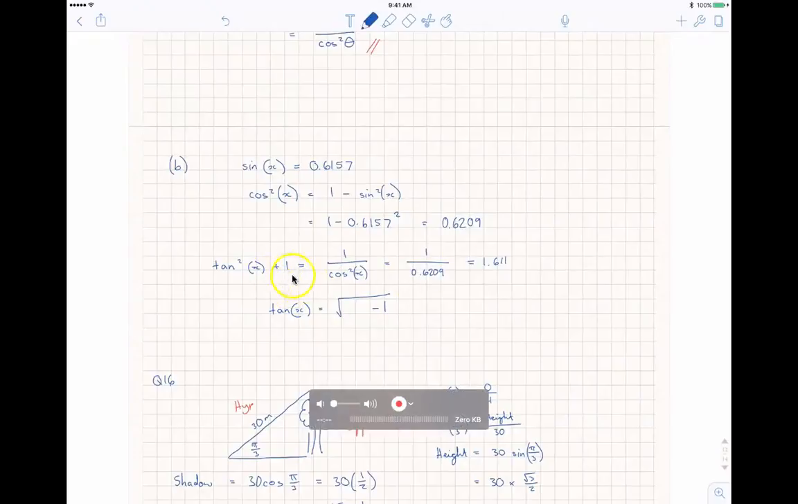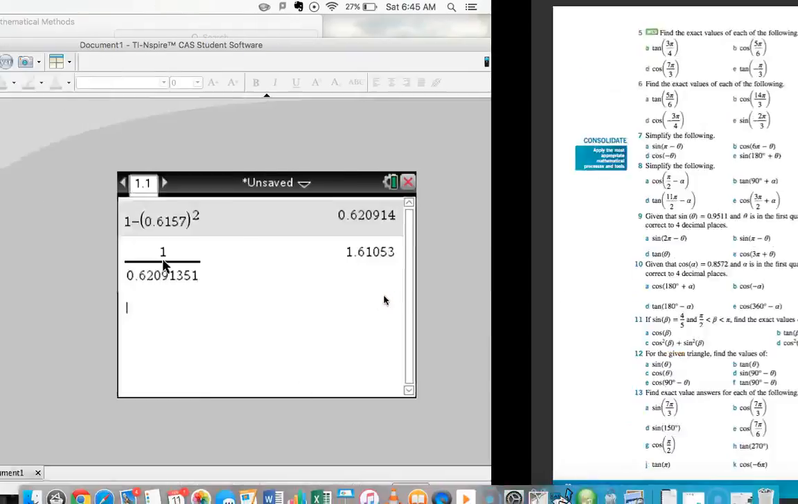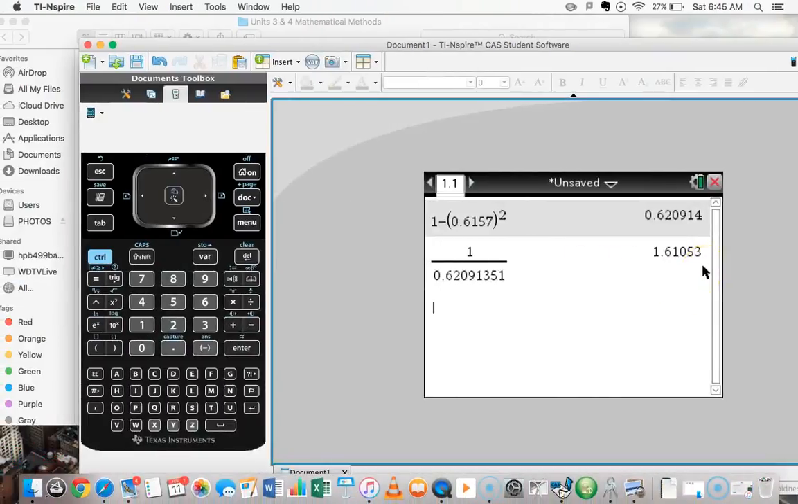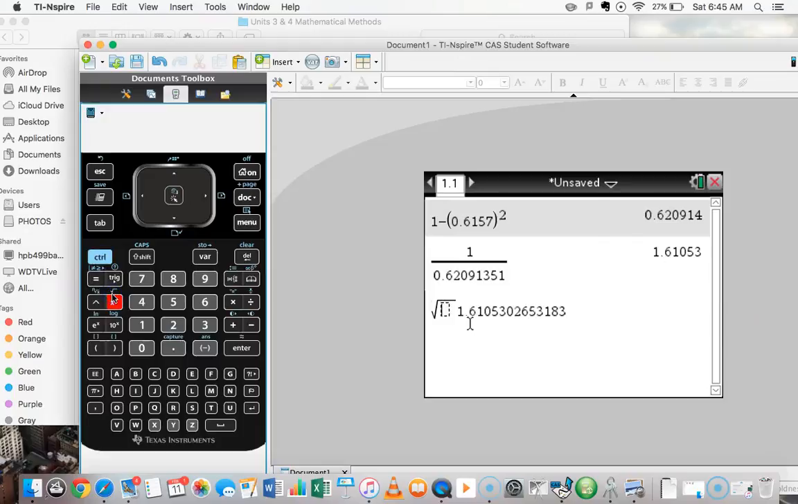So next, we've just found out what tan squared of x plus 1 is equal to, so we need to find out what tan of x is. So our tan of x, if we rearrange this equation, subtracting 1 from the 1.611, and then finding the square root of both sides will give us tan of x. So again, I'm going to use the value that I calculated in the previous part of the question. I'm going to write that as the square root of that value.